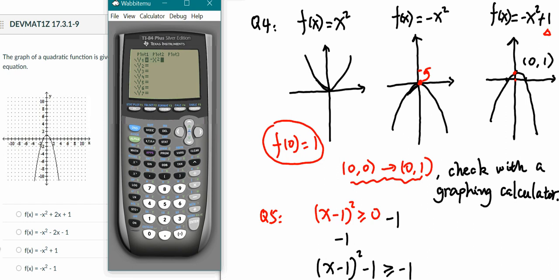Squared, and then plus 2x, and then plus 1. If you hit enter, if you hit the graph, you will see the picture like that. So this one involves the horizontal shifting. Okay, you may zoom in to see the picture.